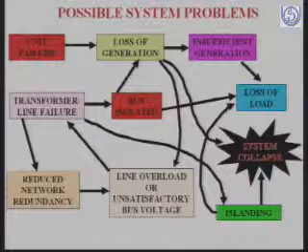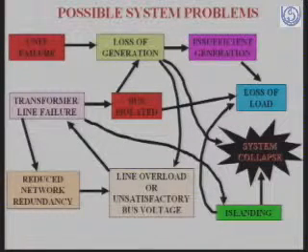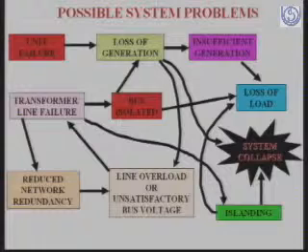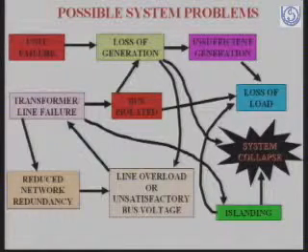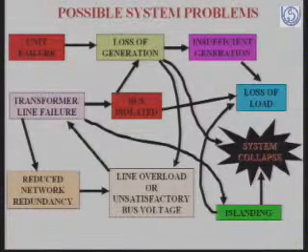So there could be loss of generation, there could be unit failures. The possible system problems could be insufficient generation, loss of generation, unit failure. There could be a transmission line failure. There could be a loss of load. There could be buses isolated, and all these could result in reduced network redundancy and line overloading. So we may have to carry out islanding to prevent system collapse, because all of these can cause system collapse, and the basic idea of grid operation is that you should prevent system collapse.